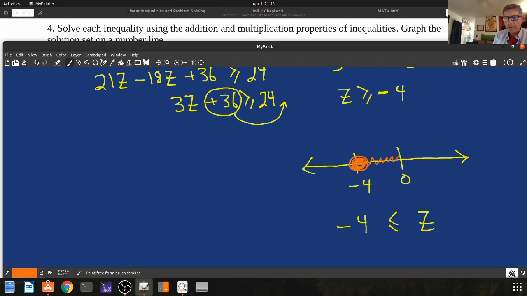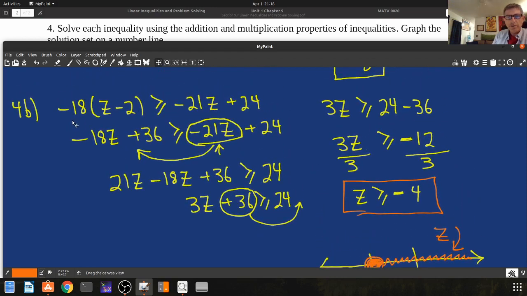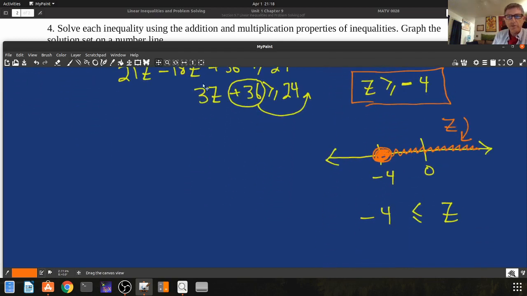And it's all of these values up here. That's where my z values live that make this equation true. So again, this is the graphical representation of the solution to my original equation, which was this equation right here. So let's do one more.